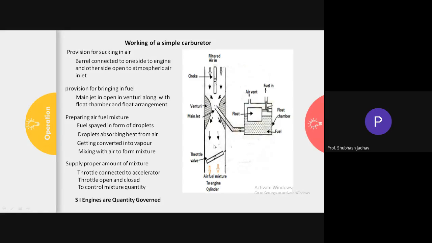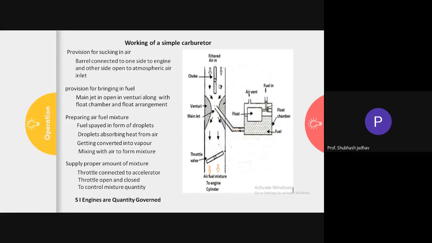So if you start supplying more mixture here, obviously more air will come in. It has to come because we are preparing the air fuel mixture here with the help of the air coming from here. So if you want to supply more air fuel mixture, then more air has to come. If you want to supply less air fuel mixture, then less air has to come. That is it.